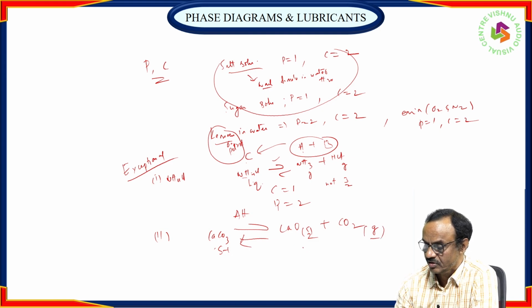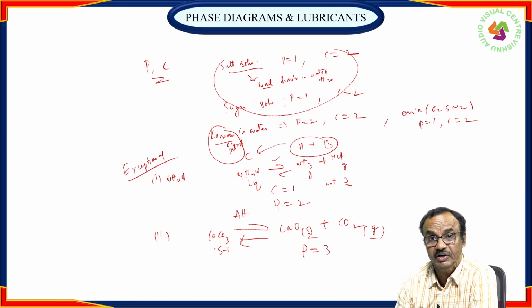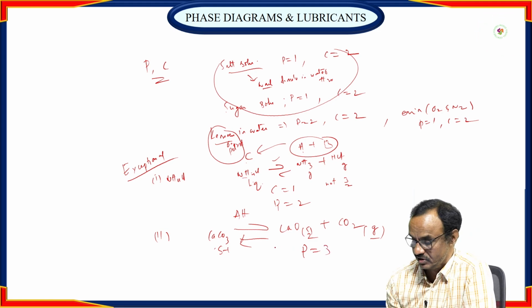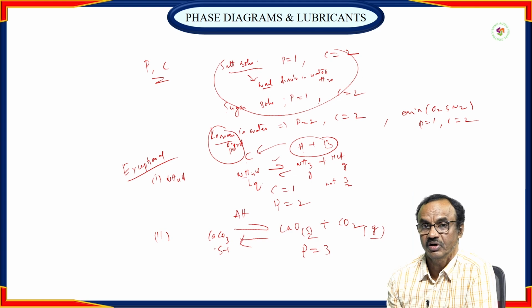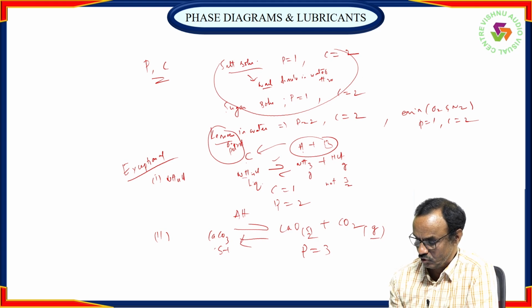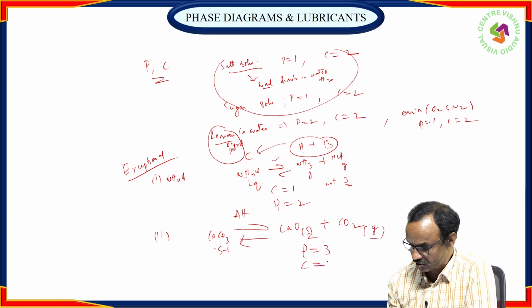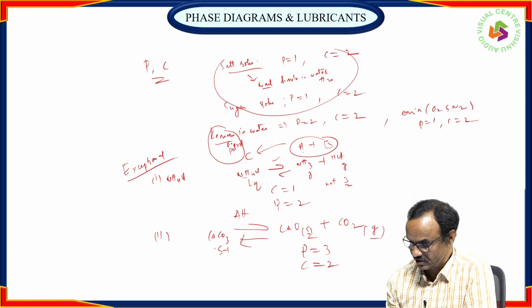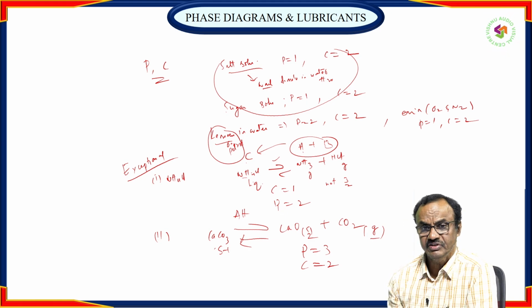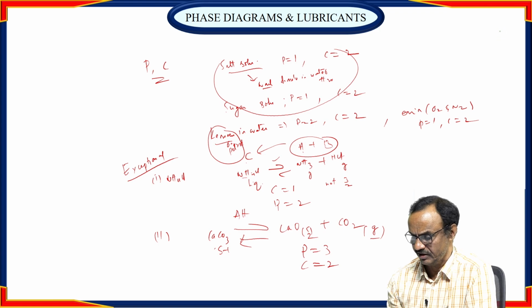Minimum number of phases is 3. You cannot mix the solids; they are chemically different. You cannot make them homogeneous. They cannot be mixed, whether solid or gas. So the number of phases is 3, but the number of components is only 2, because the solids are chemically different.